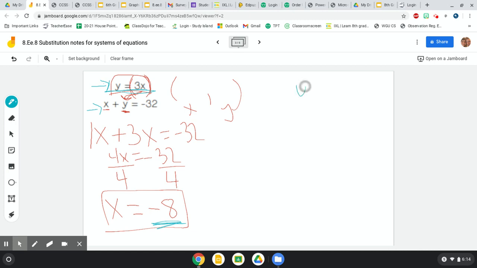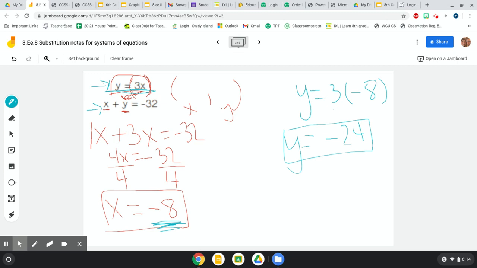So I'm going to come up to the top. So y is equal to 3 times x. Well, I think I already know that x is negative 8, so I'm going to substitute that part in so I can solve for y and have both x and y solved for. So now all I have to do is 3 times negative 8, which is going to give me, what, negative 24. So right now I think that I have x and y equal to negative 8 and negative 24.